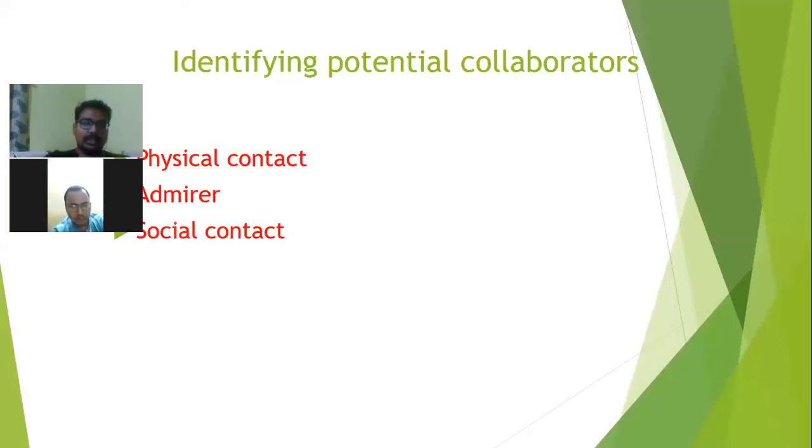But initially, as an early career researcher, you have to be very careful, and at the same time you have to be very proactive. You have to take the initiative. You have to contact the collaborators, reach out to them and tell them that in this particular area I'm working, please work with me. You have to be persistent in convincing them that let us work together.